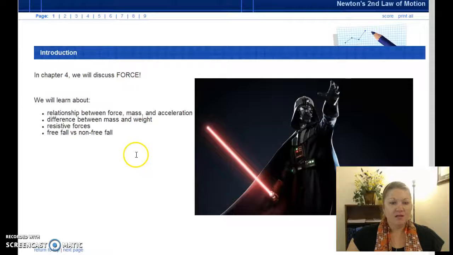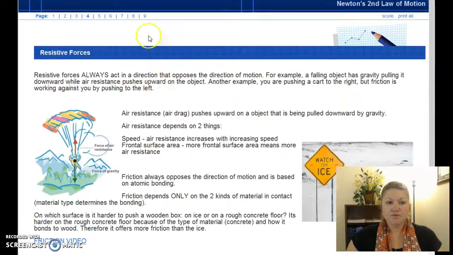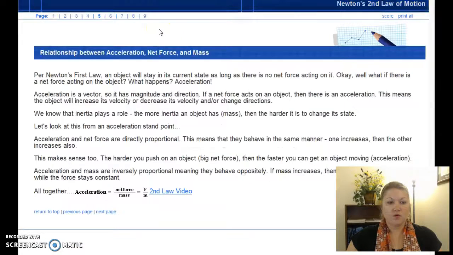Okay, so far we've learned about inertia, Newton's first law of motion, how things move. Right? We've learned about equilibrium, and if the sum of the forces equals 0, then there'll be no change in the motion. But what if there is a net force? What are we going to have then? Well, then we're going to have a change, which means we're going to have an acceleration.